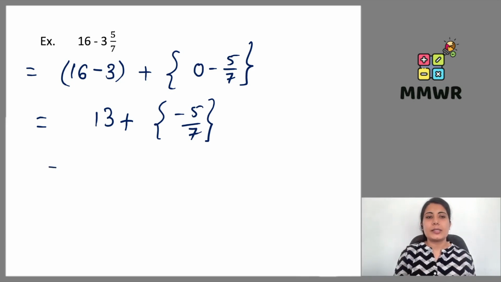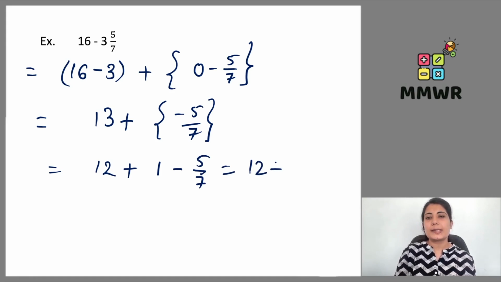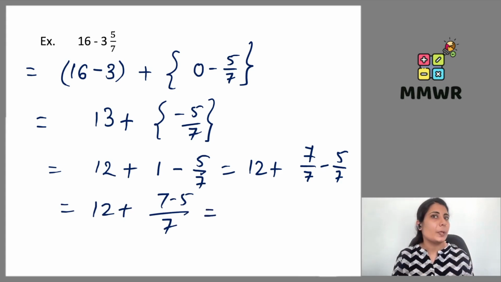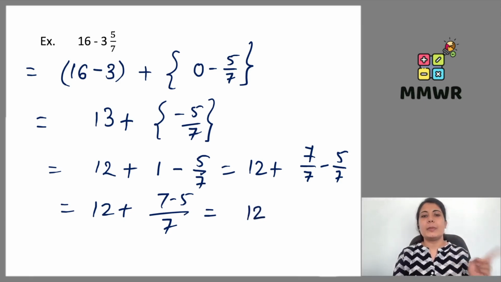And then we got the answer situation as 13. I wrote it as 12 plus 1 minus 5 upon 7. Now this can be further written as 12 plus 7 upon 7 minus 5 upon 7, or you can write it as 12 plus 7 minus 5 upon 7. Just for the explanation purpose, I am doing it in a longer way. Otherwise, this is just a two-step solution. Okay. So 12, 7 minus 5 gives me 2 upon 7. Right? So we got the answer 12 and 2 by 7. By the longer method also you will get the same answer.